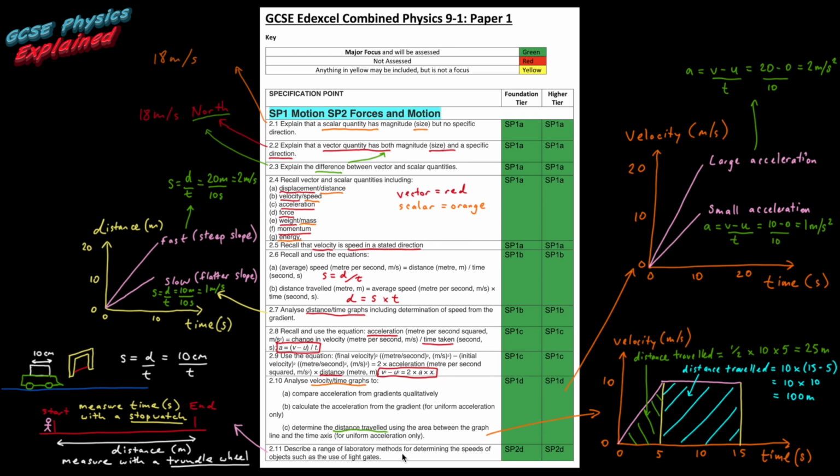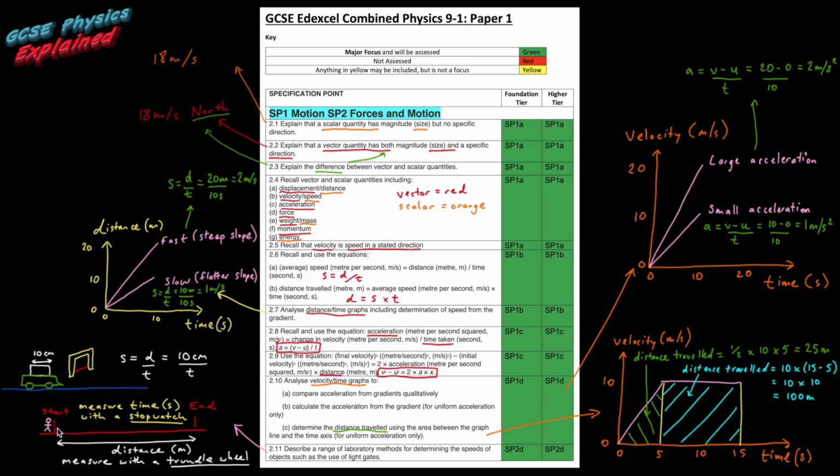Describe a range of laboratory methods for determining the speeds of objects, such as the use of light gates. So a light gate is literally a gate with a light. If you break that light, it triggers a timer. We put a card on the back of a little trolley. If you know how big the card is, we type that into the data logger, and as the trolley passes through, the card breaks the light and triggers the timer for a certain amount of time, and we know the distance was 10 centimeters, so you do the 10 centimeters divided by the amount of time, and that'll tell you your speed.